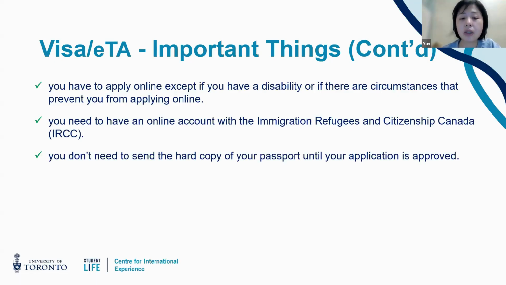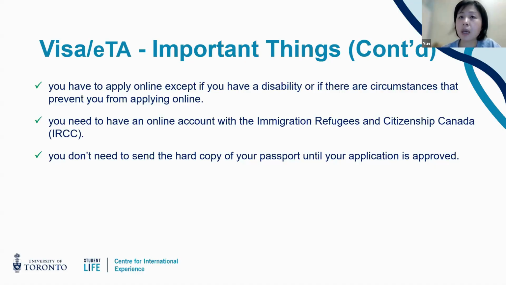One last point is that when you apply for your TRV, you don't need to send a copy of your passport unless your application is approved. When your application is approved, IRCC will send you a passport request letter. Then you follow the instructions in the letter and send your passport to a visa processing office close to you in order to get it stamped.